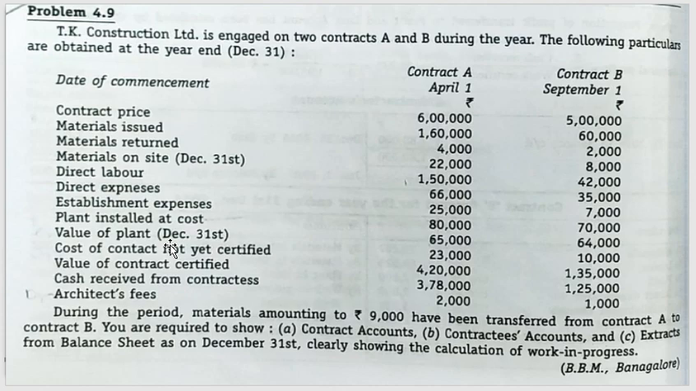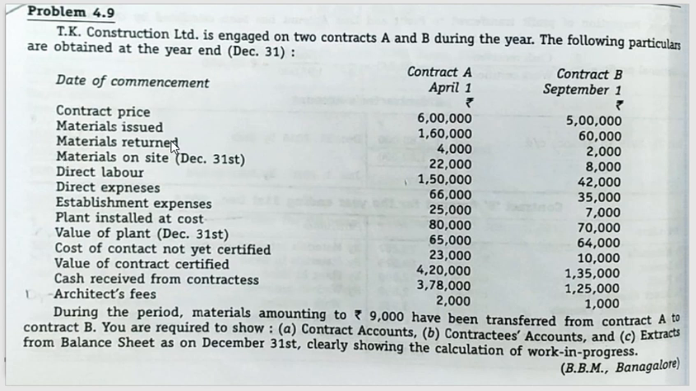So the next problem is problem 4.9. TK Construction Limited is engaged on two contracts A and B during the year. The following particulars are obtained at the year end, December 31st. So date of commencement is given April 1st, and for contract B it is September 1st, which has been carried by the contractor. So for A and B the contract price is given, materials issued.